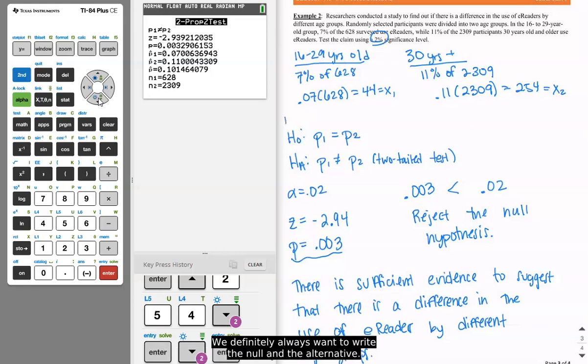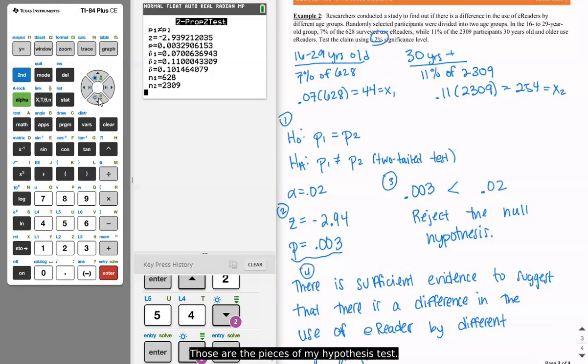So we definitely always want to write the null and the alternative. We want to find our standardized test statistic and our p-value. Sort of do our conclusion with our p-value, whether we're rejecting or failing to reject, and then we're writing this conclusion. Okay, so those are sort of the pieces of my hypothesis test.